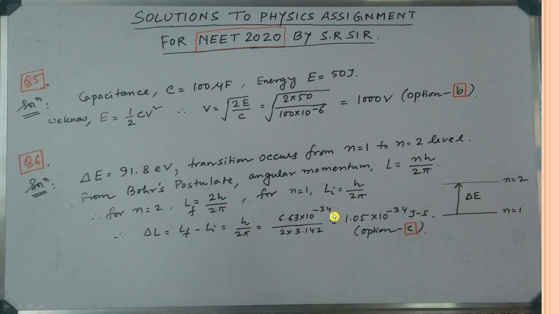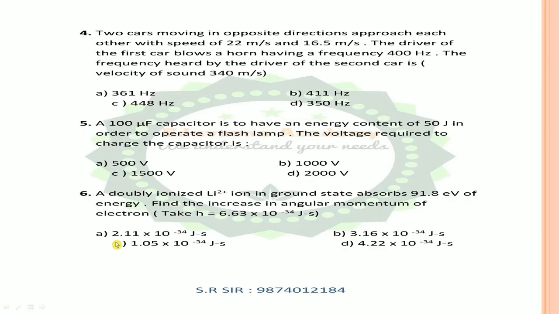We'll put the values and we get the answer. So 1.05 into 10 to the power minus 34 joules second. So option C is the correct answer. So this is the correct answer, option C. Clear?